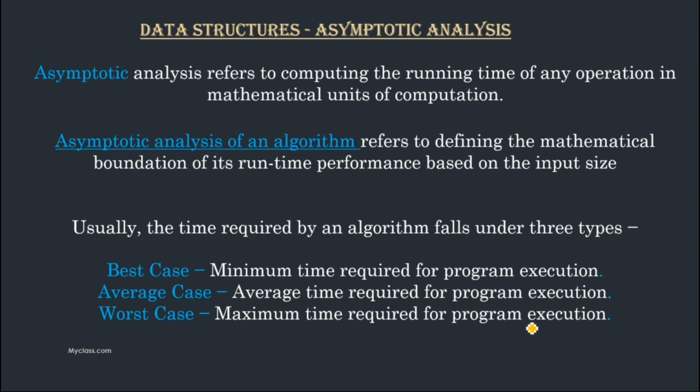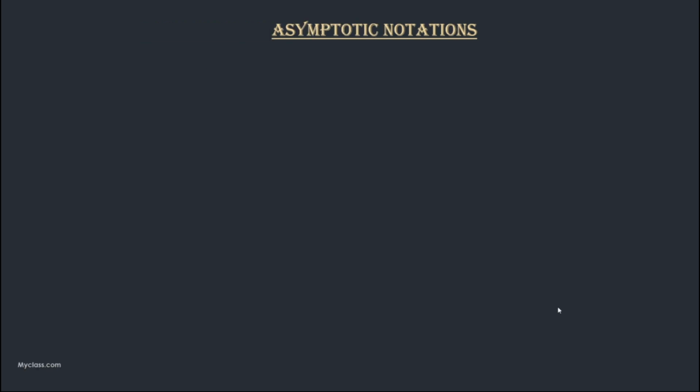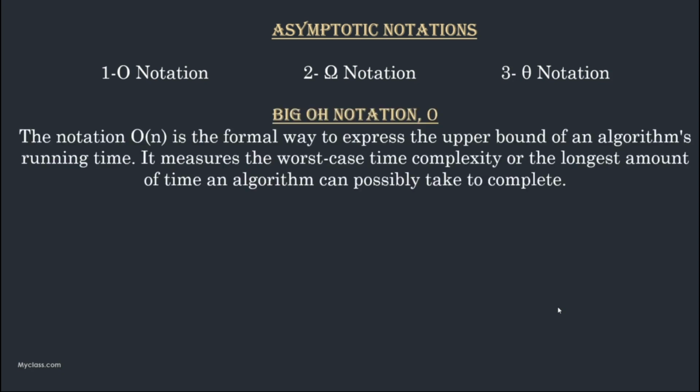Average case means the average time required for program execution. These three terms are very important: the best case, average case and the worst case. What are the asymptotic notations? Three basic notations are the big O notation, omega notation and theta notation.